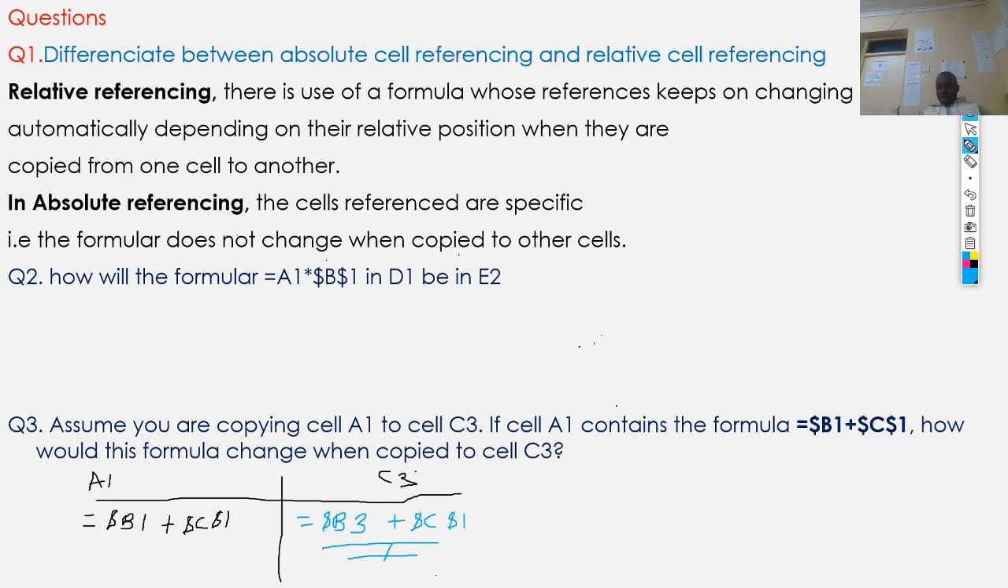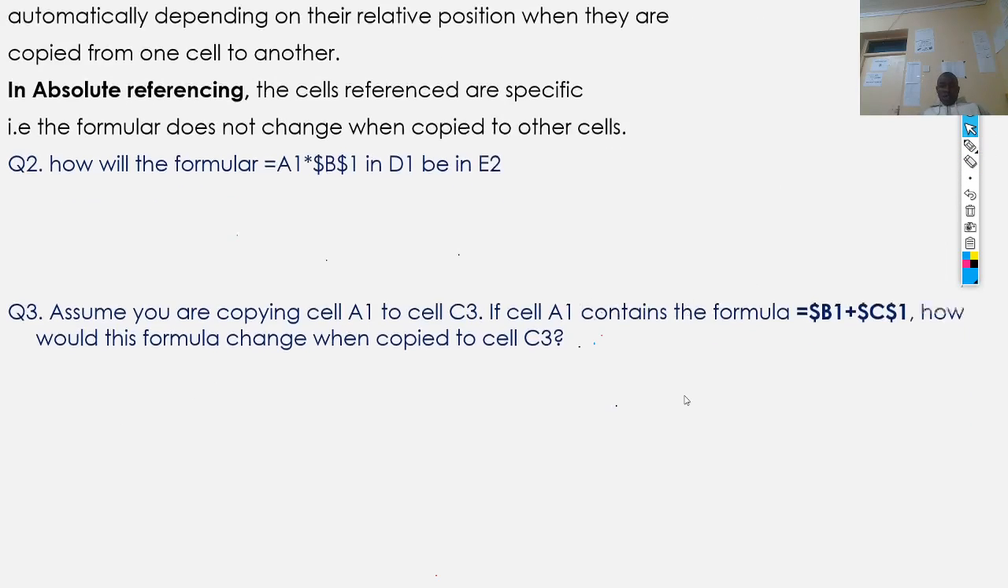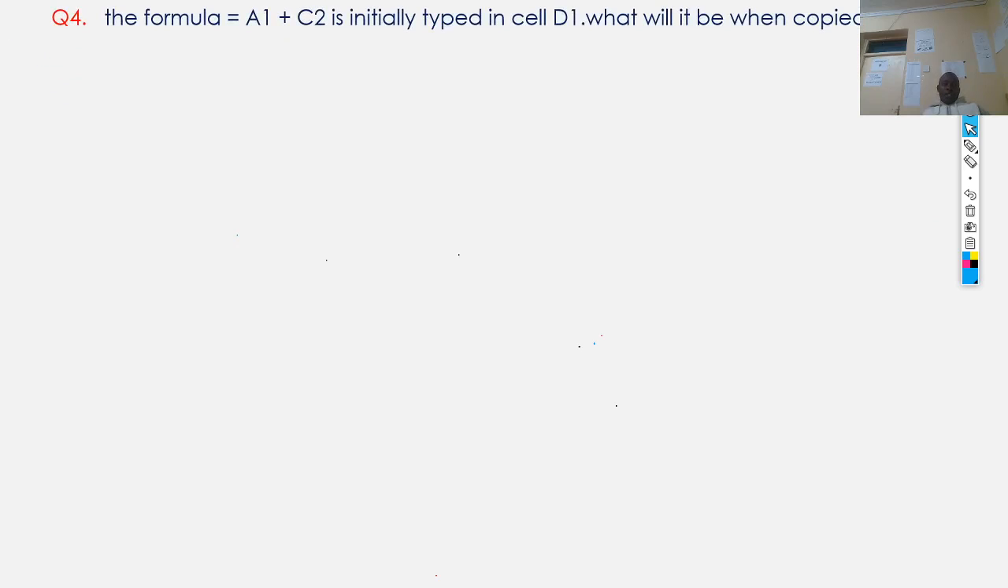Let's do another question on the same. That's question number 4. The formula equals A1 plus C2 was initially typed in cell D1. What will it be when copied to cell E1?